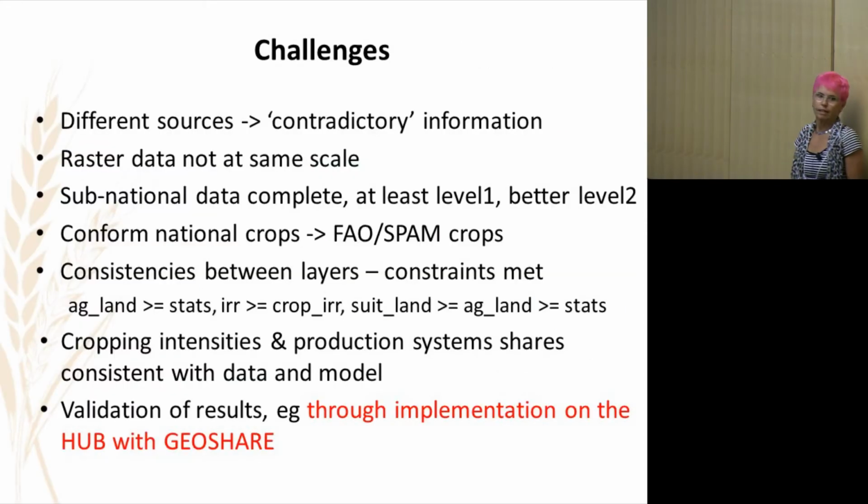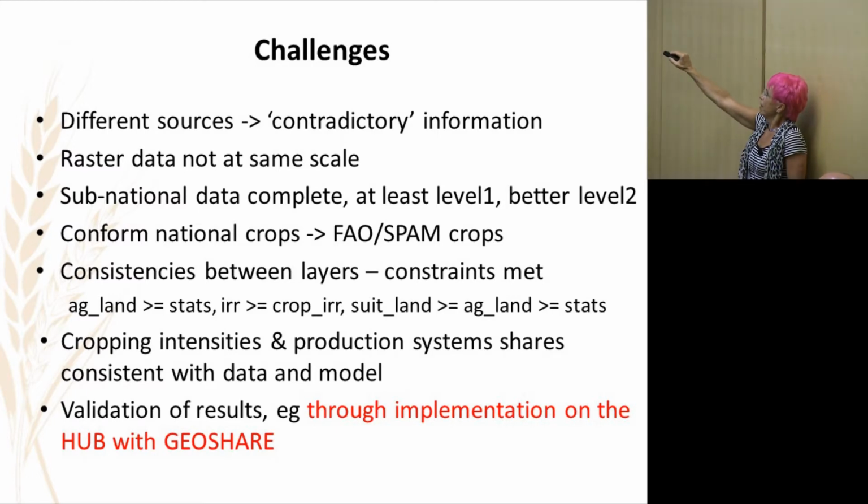The challenges: there are different sources, and therefore you may end up with contradictory information. Raster data is not always at the same scale. Subnational data may be complete or not at different levels. We have to make sure that the national crop data conforms with FAO data. The consistency between layers, although they are all at the same resolution and may come from a similar source, still may be inconsistent.